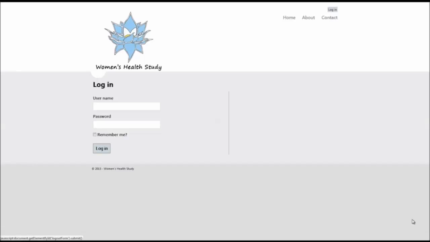The first thing you'll do to enroll a participant in the Women's Health Study is to log into the Women's Health Study database, and you can access it from any device. You'll have a study laptop and a study iPad that you can use, or you can access it from any device that you need to. You'll have your own unique username and password, and I'm going to go ahead and enter mine in right now.